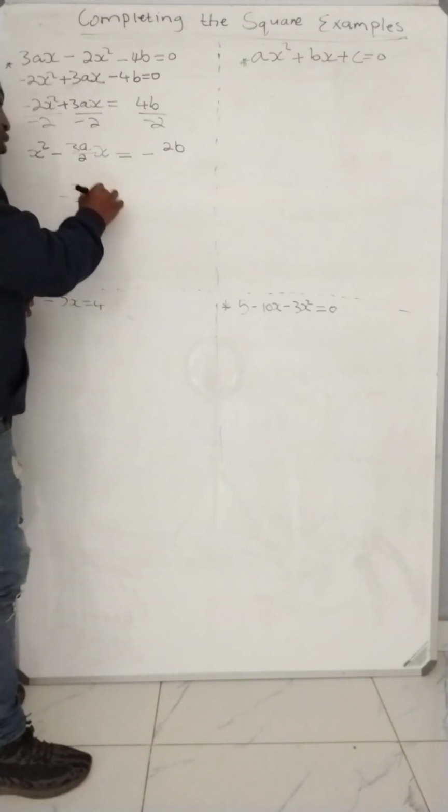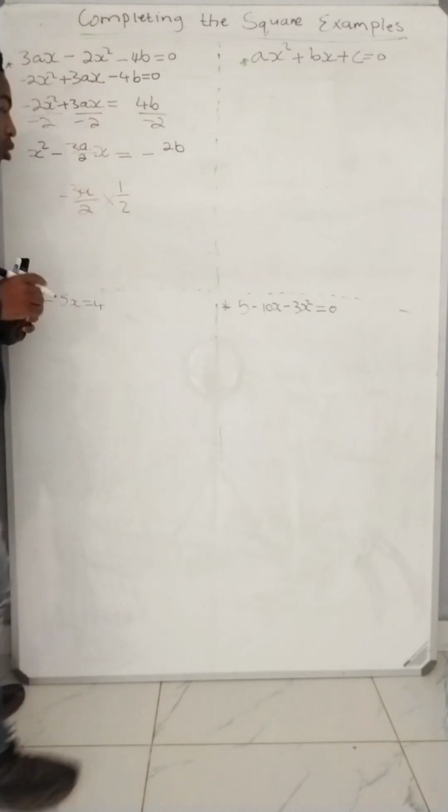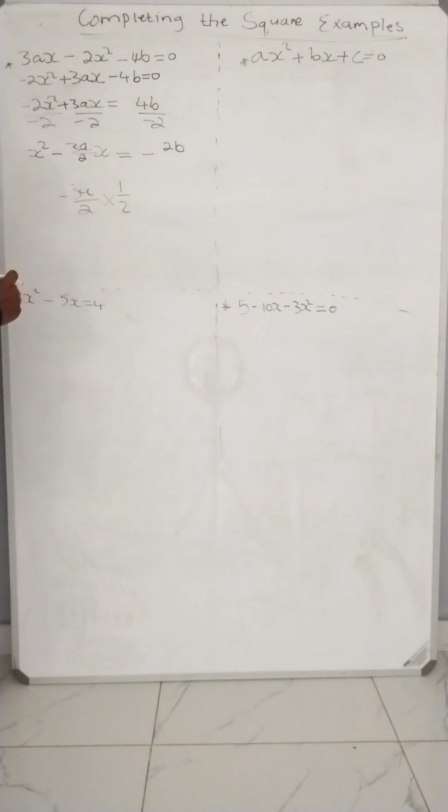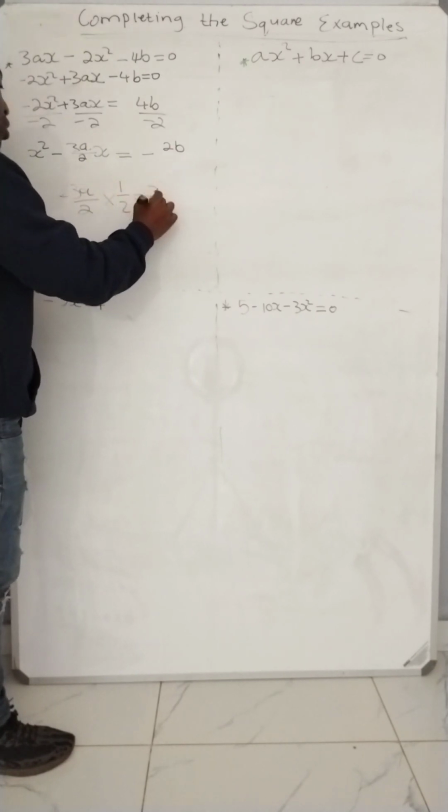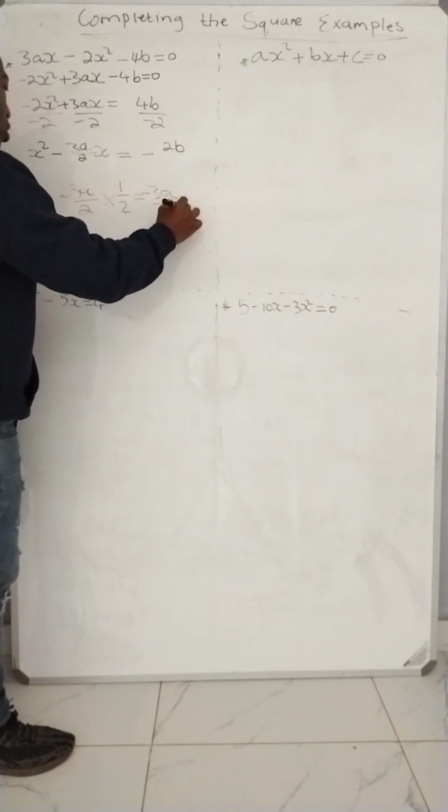So we are going to multiply this by half. All right, we are going to half it. So this will be negative 3a times 1. That will give you negative 3a.